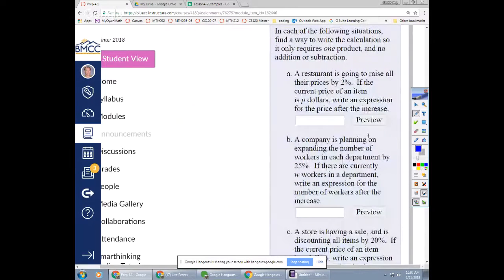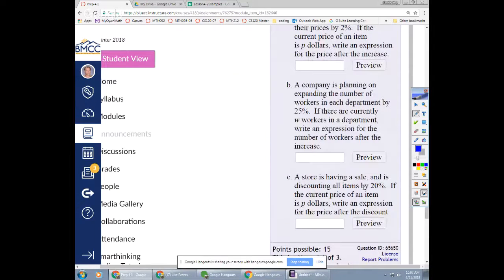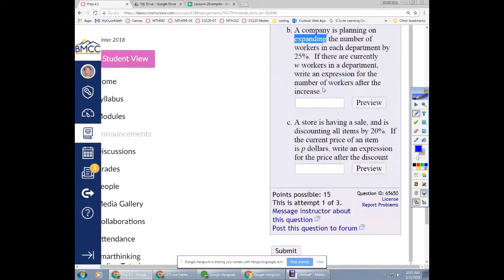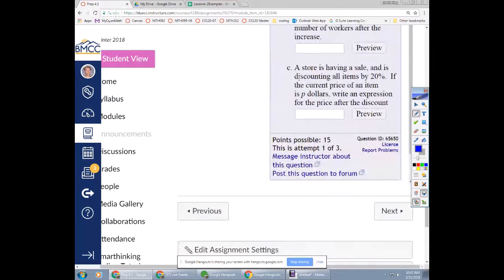All right, so a company is planning on expanding the number of workers in each department by 25%. The reason why it was different is the third one, the C one, where it was taken away, and so I was trying to do the same formula like it was a minus. Yeah, a discount means it's a negative rate. But here we're expanding, so that's an increase, that's a positive rate. C, though. Oh, you said the question was C, I'm sorry, I don't know why I said B. Yeah, so C is a negative rate. So that's a negative 20 right there.